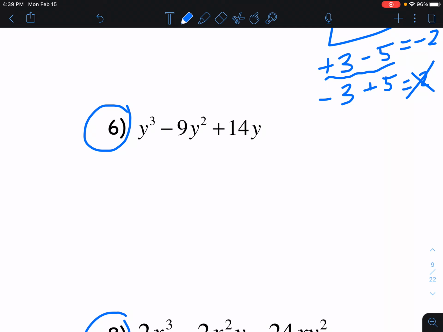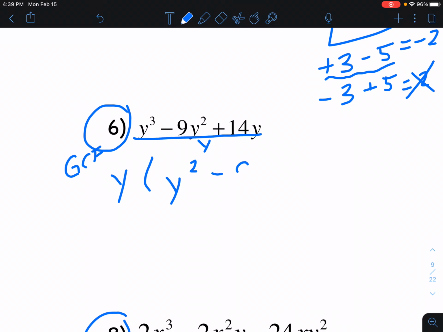It's the letter y. So we are going to have a GCF here of y. Remember, it's the smallest exponent, which is the y at the end. So then I'm going to carefully divide everything by y. So y to the third divided by y is y squared. Remember, we're subtracting the exponents when we divide them.